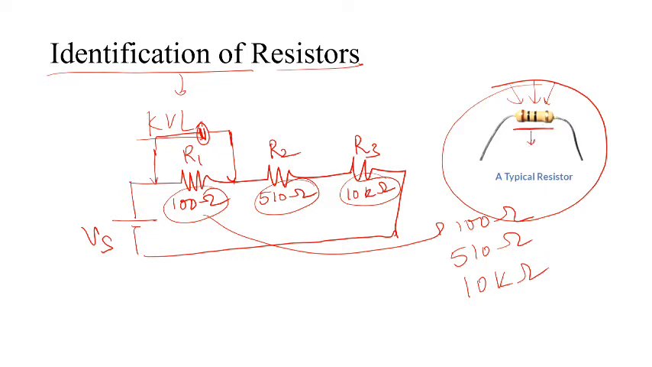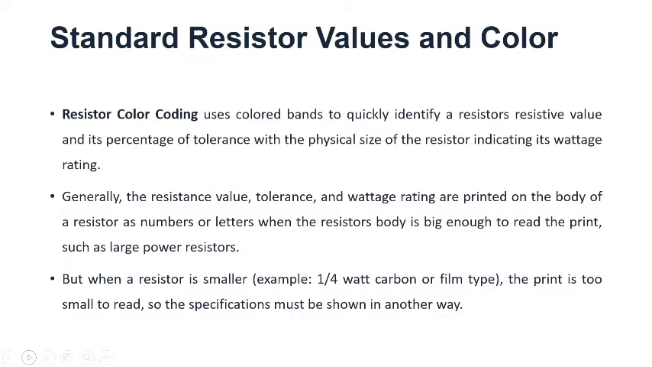All you can see here is a set of colored bands on the resistance. So let us now proceed to see what we are going to do to know its value. The resistance color coding uses colored bands to quickly identify the value of a resistance and its tolerance. As we have seen in the last image, there were certain colored bands which would help us identify its value.